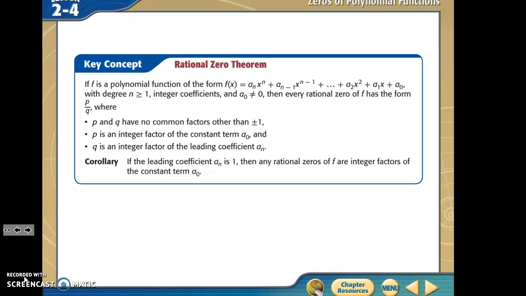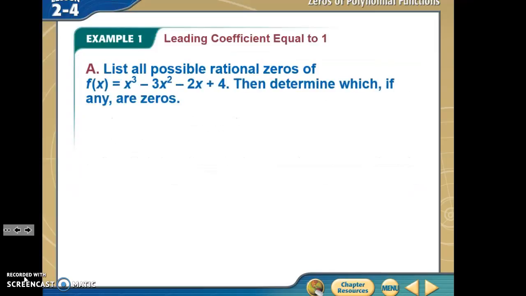Does that look familiar? So for example 1, letter A, we have the equation x cubed minus 3x squared minus 2x plus 4. We are going to make our list of possible zeros, and then determine which ones are the zeros. Looking at our last term, we have a 4.